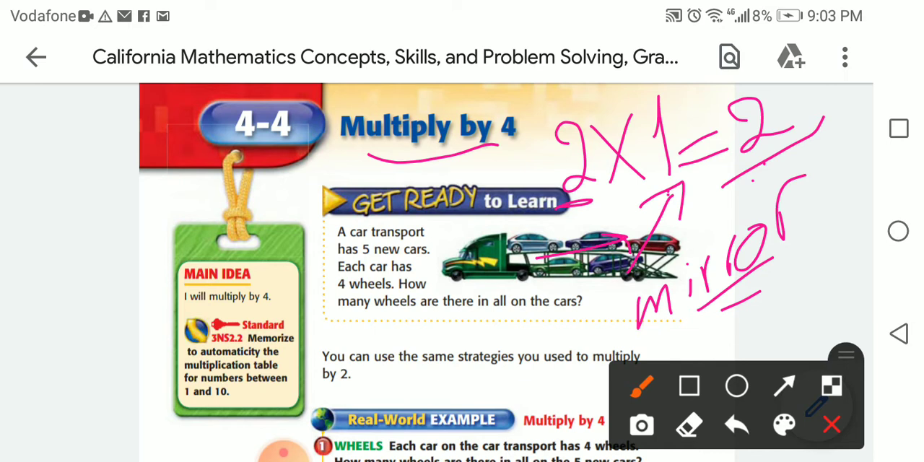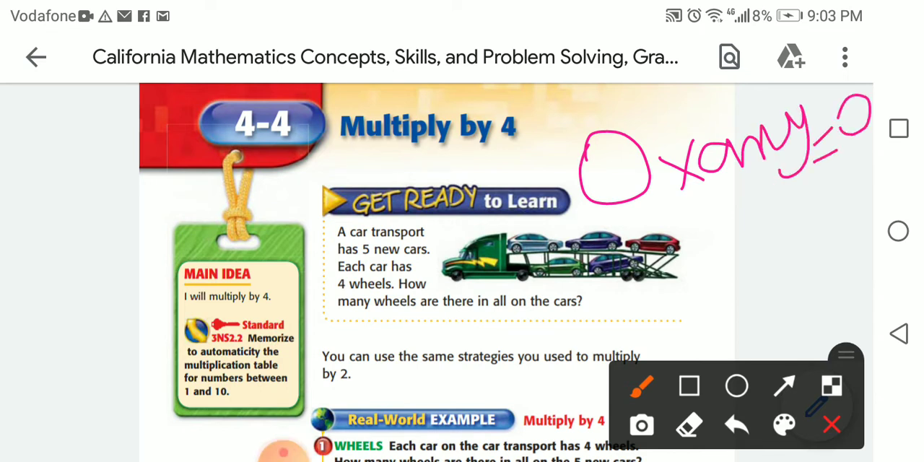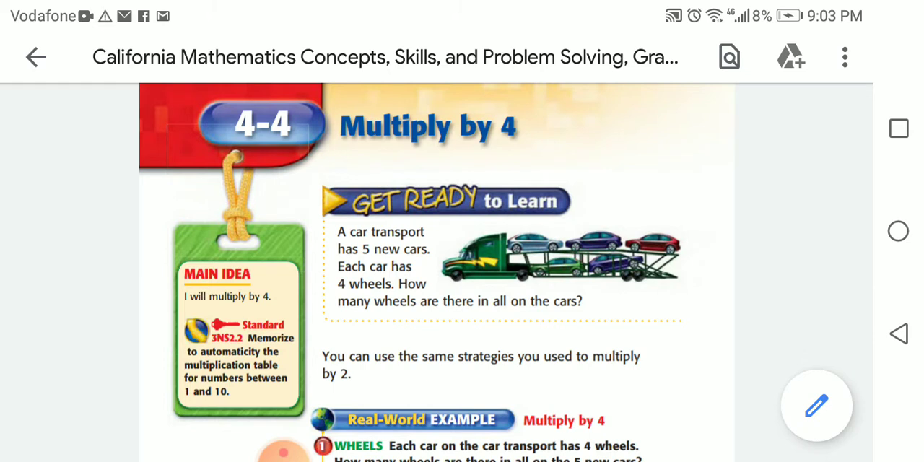Okay. So we have here 0. 0 multiplied by any number gives me 0. So it's here called the bomb. If we multiply 0 by any number, it gives me 0.